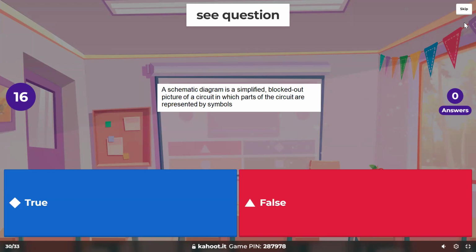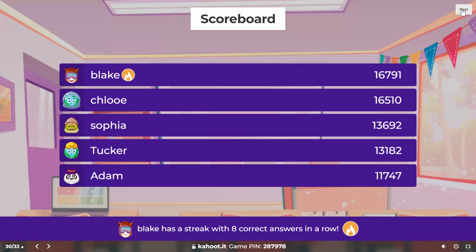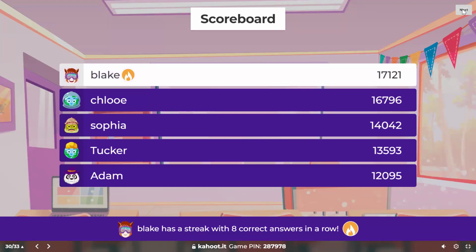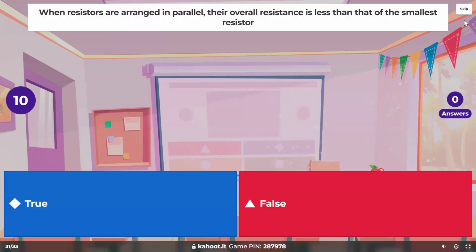A schematic diagram is a simplified, blocked-out picture of a circuit in which the parts of the circuit are represented by symbols. True or false? True. Oh yeah. Lots of points. Got Adam, Tucker, Sophia, Chloe, Blake on fire. When resistors are arranged in parallel, their overall resistance is less than that of the smallest resistor.